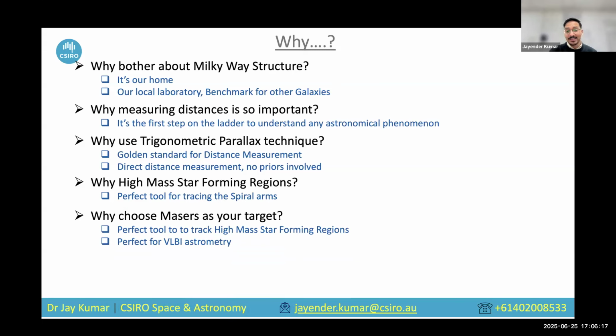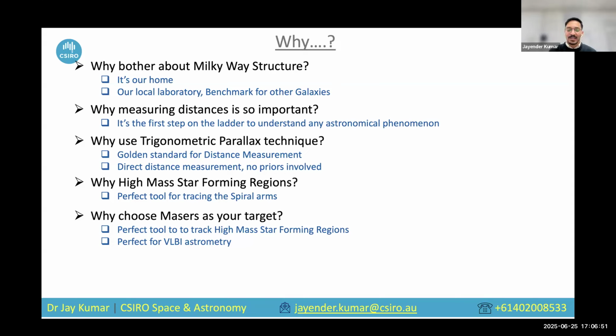The reason is that masers, in the same way as spiral arms, are high mass star forming regions; they are a perfect tool for tracing spiral arms. Masers are a perfect tool for tracing high mass star forming regions. Some specific maser transitions, which I'm going to talk about, are exclusively associated with high mass star forming regions when they are getting born, when they are very young. So if we can track these maser transitions, that's how we can track those high mass star forming regions.